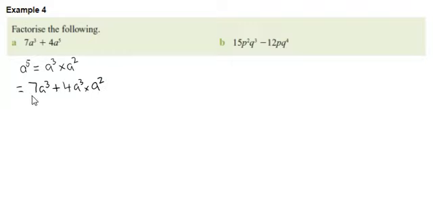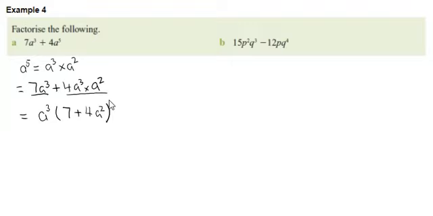Now you've got this term and this term you need to factorise. So what's common between those two terms? Very simply, the a cubed. So we've got a cubed at the front of the brackets. Inside we have got a 7 from here, and we have got from here a 4a squared.